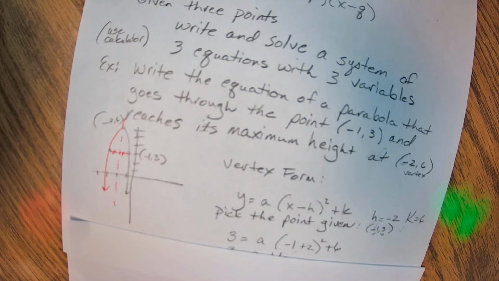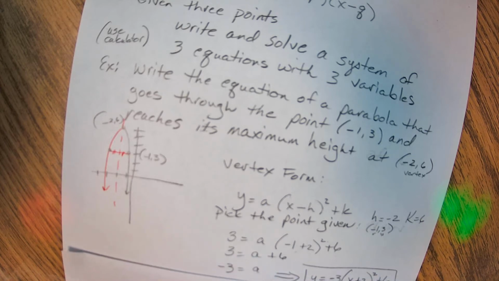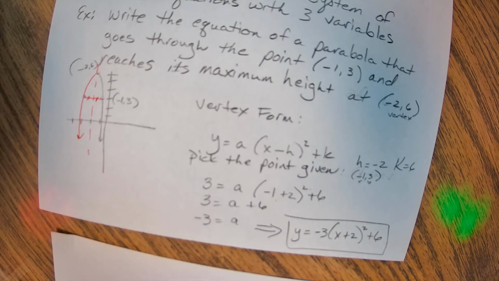And when I do that, I get 3 equals a times (-1 plus 2) quantity squared plus 6. This breaks down to 3 equals a plus 6. Subtract 6 from both sides. And I know that 3 equals -a. So now I know what the equation of this parabola is. y equals -3 times the quantity x plus 2 squared plus 6.